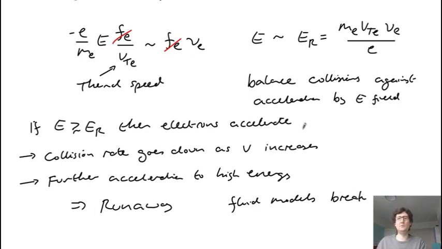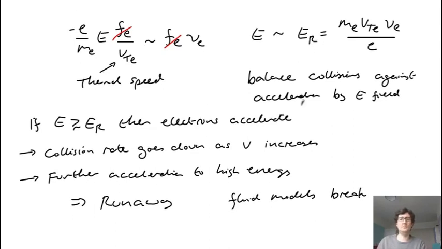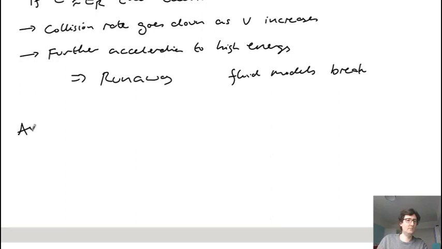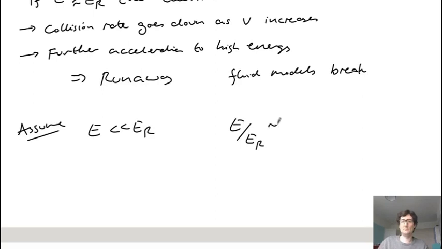So if we're trying to use a fluid model to model the electrons, then at this point, if the electric field is bigger than this, the fluid model is no longer valid. And so what we have to assume is that the electric field is much less than the runaway field, and so the electron collisions are pushing the electrons back to Maxwellian, and we don't have this runaway process, and therefore we can use a fluid model. And this is a small parameter, so E over E_R is a small parameter. We're just going to call this epsilon.